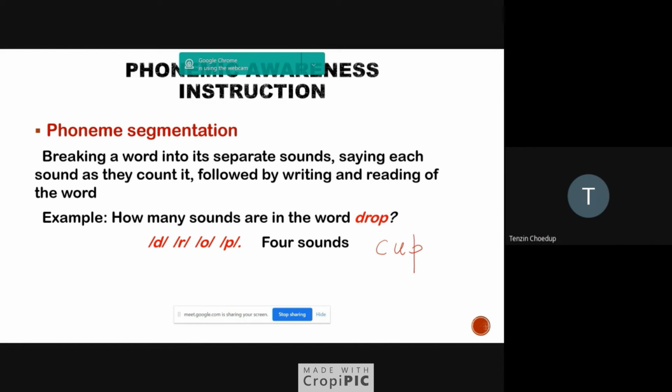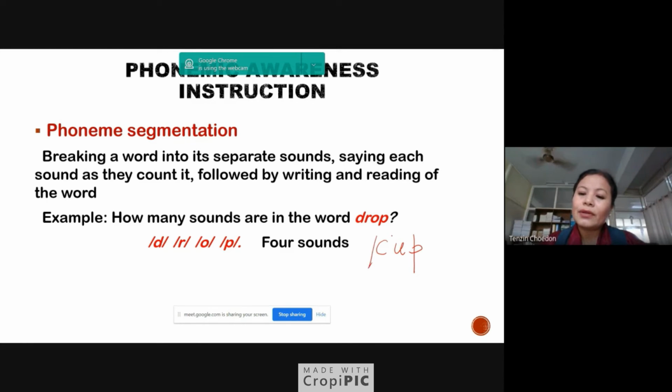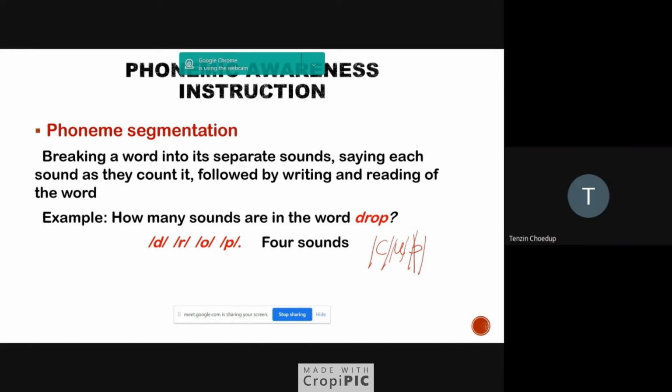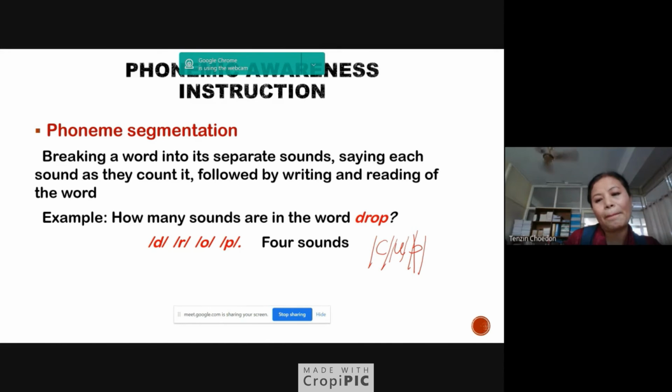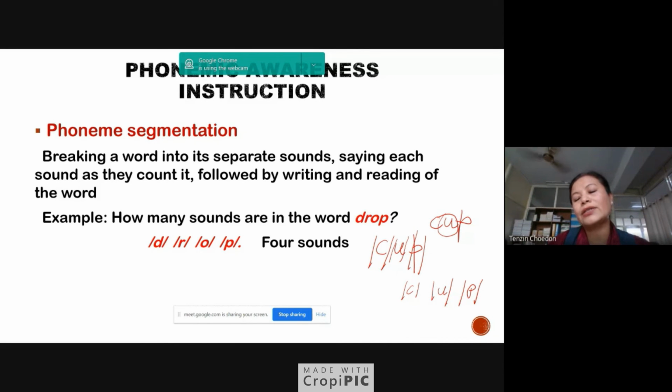Now, this is the sound. It's simple here. So C-U-P, if we write this word, these are the letters. The sound I told you is put inside slashes. So this vowel actually has 3 sounds.